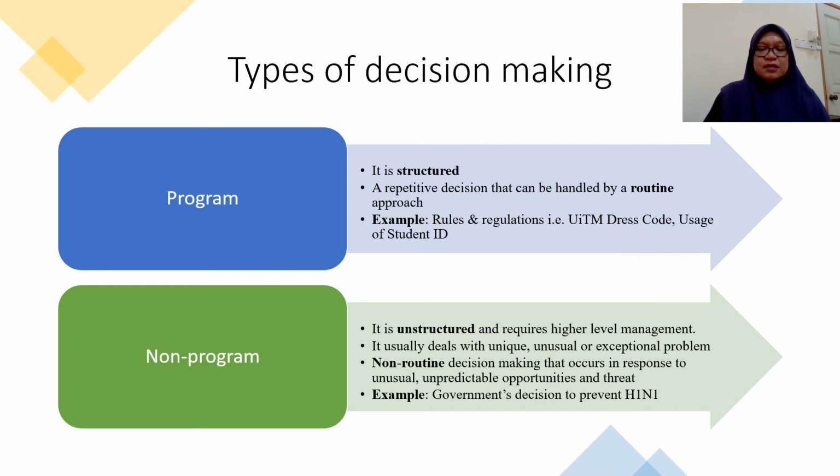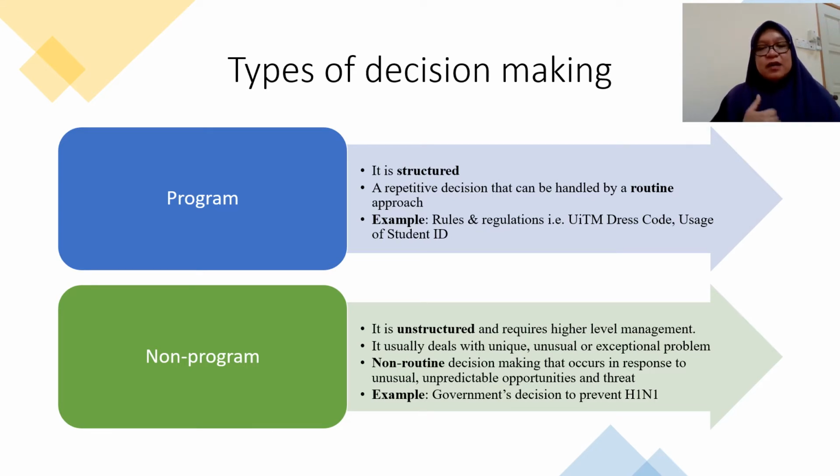The second one is non-program. It is unstructured and requires higher level management. It usually deals with unique, unusual, or exceptional problems. Non-routine decision making occurs in response to unusual, unpredictable opportunities and threats. Whenever we face a new situation or a new problem that we never faced before, we cannot refer to a pre-planned program to solve the problem. So we have to think of a unique way to solve it.